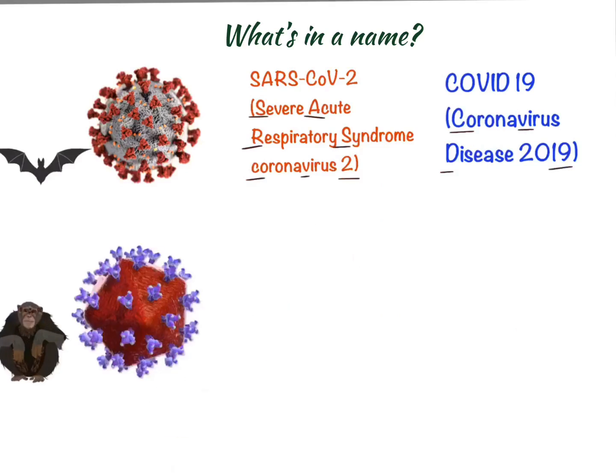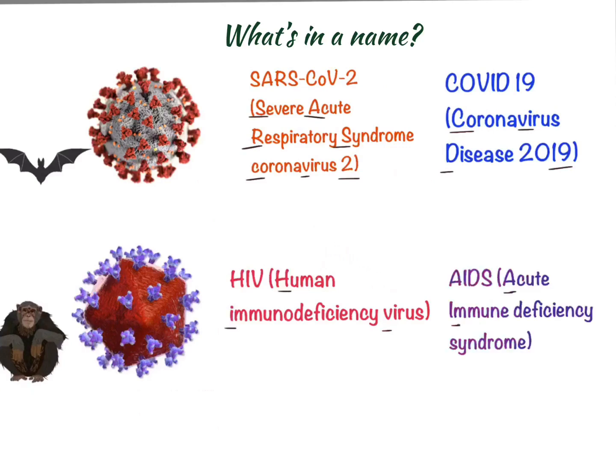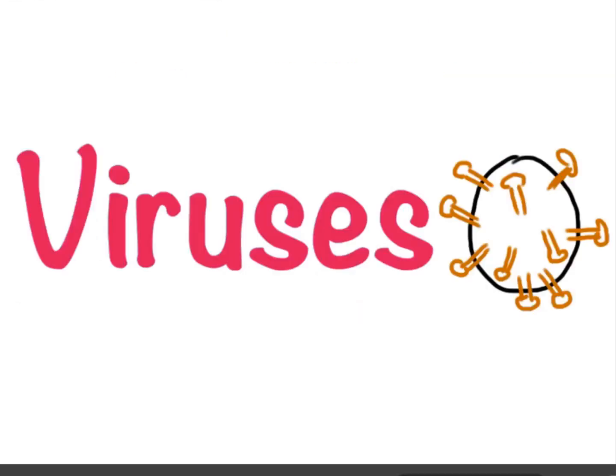Another example of a name is the human immunodeficiency virus, HIV. It causes Acquired Immune Deficiency Syndrome, or AIDS. Now that was a lot to take in for one video, and there's so much more to learn about these tiny little almost living things.